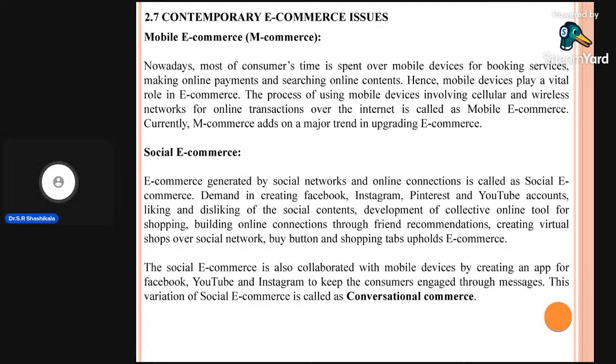Now, there is one more term known as local e-commerce. Under this, they try to engage consumers in e-commerce based on their geographical location. So local shops and merchants use various marketing strategies to attract their regular customers to their shops, creating a better business.